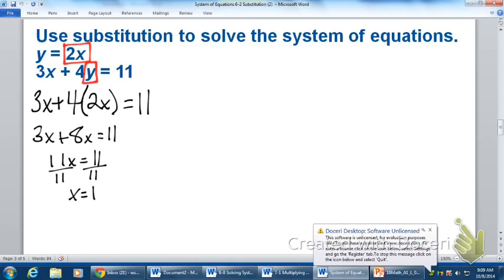Now that we have our value for x, how do we determine our value for y? Plug it in. Okay? Which one's the easiest one to plug in? Which equation, the first or the second one? The first one, because literally all you have to do is y equals 2. You substitute what you found out for x, which is 1, so y is equal to 2. So your solution would be (1, 2).